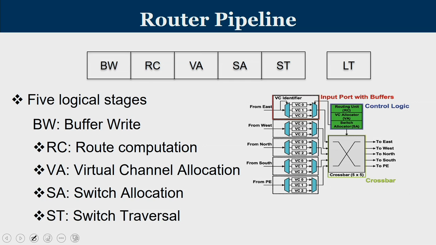Let us see, these are all 5 independent operations that we have seen: buffer write, route compute, virtual channel allocation, switch allocation and switch traversal. And this can be done in a pipeline fashion. So, we call it a router pipeline. The simplest pipeline is a 5-stage logical pipeline, where you have a buffer write operation independent of route computation, which also is independent of virtual channel allocation, switch allocation and switch traversal. So, it is a 5-stage router that we have seen.